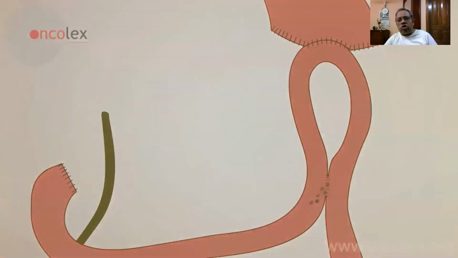So that jejunojejunostomy is not done all the time. If you do the jejunojejunostomy simultaneously, it is better, because otherwise the bile migrates through the upper end, and during migration there is some reflux to the stomach. For that reason, sometimes during Billroth 2 operation, we do the jejunojejunostomy.